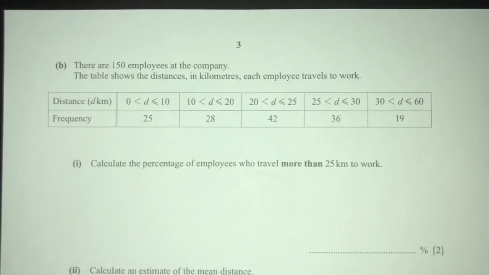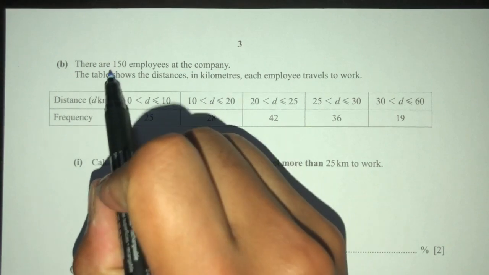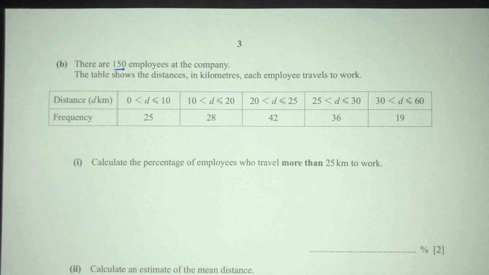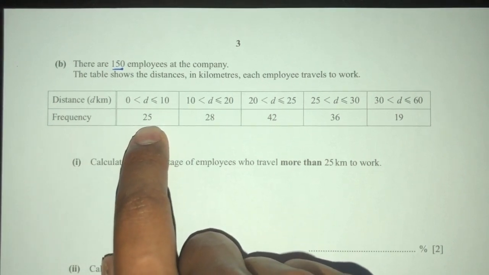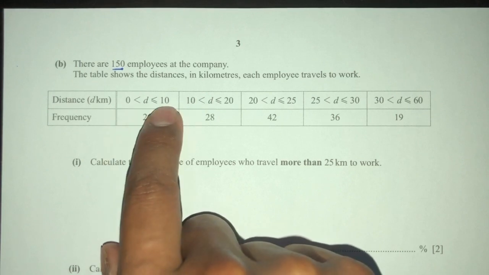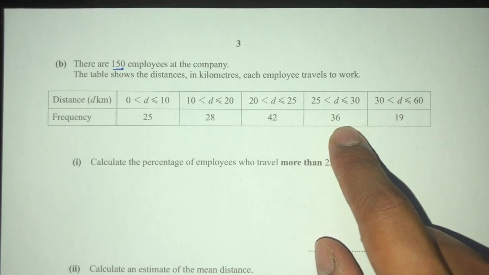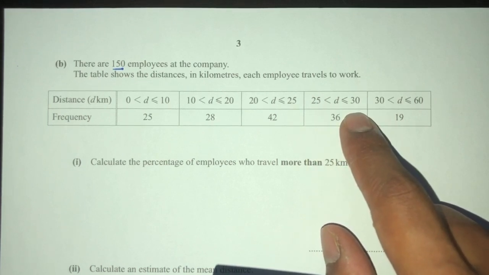Now let's move on to part B of your question. There are 150 employees in the company. So now we know the total number of employees is 150. That will be something we have to use later on. The table shows the distances in km each employee travels to work. So how do you read this? For example, frequency is the number of employees. So 25 employees have to travel between 0 and 10 km to go to work. In the same way here, 36 employees have to travel between 25 and 30 km to work. So that's the way you read this table.